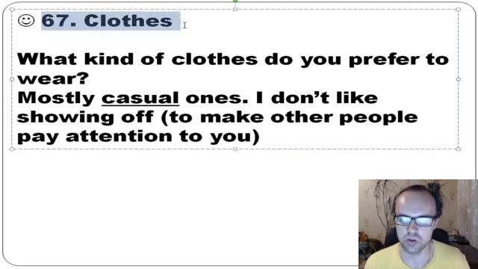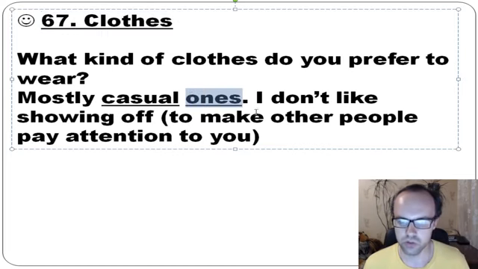So to be very different from other people, to make other people pay attention to you. So clothes. What kind of clothes do you prefer to wear? Mostly casual ones. So casual clothes or ones. If you don't want to repeat clothes, you can say ones. So instead of mostly casual clothes, mostly casual ones. I don't like showing off.